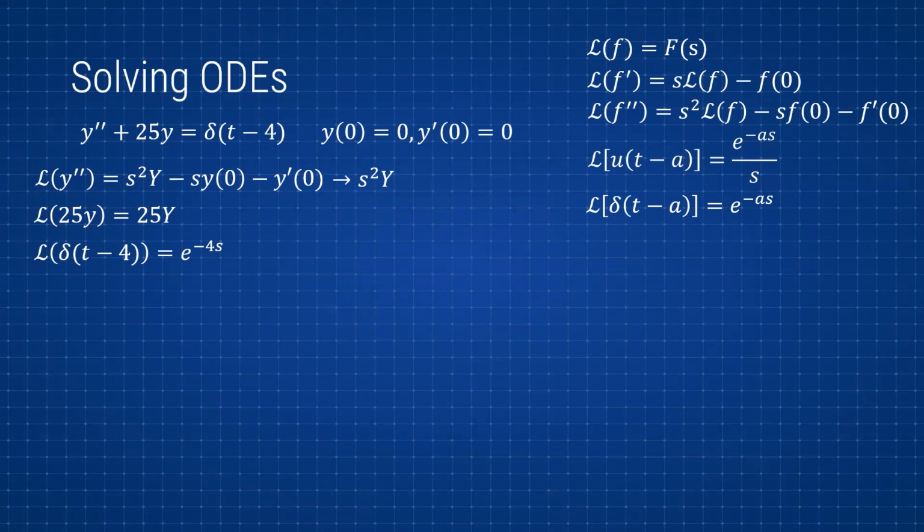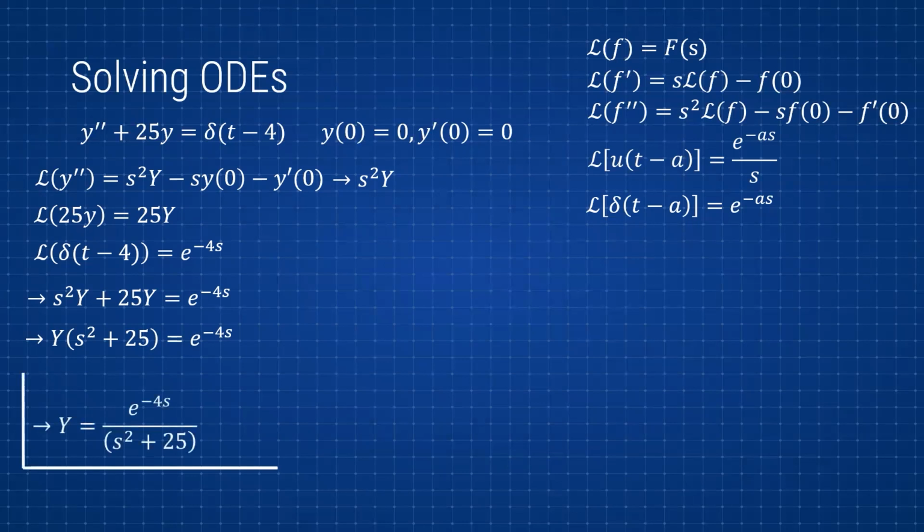Okay, so let's put everything together. And you can see that we're going to get s squared capital Y plus 25 capital Y equals e to the negative 4s. We factor out a capital Y, and we're going to have s squared plus 25 in the parentheses. We solve for capital Y, so we divide. And our final answer, well, not our final answer, our halfway answer, our answer in the Laplace domain, is just capital Y equals e to the negative 4s over s squared plus 25.